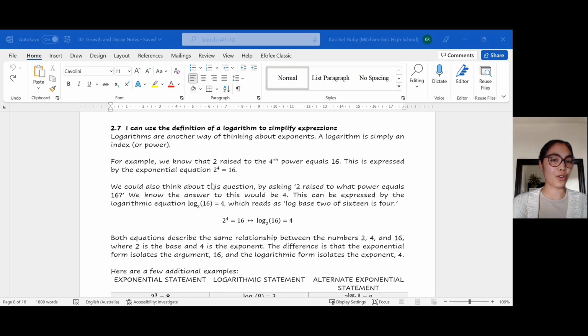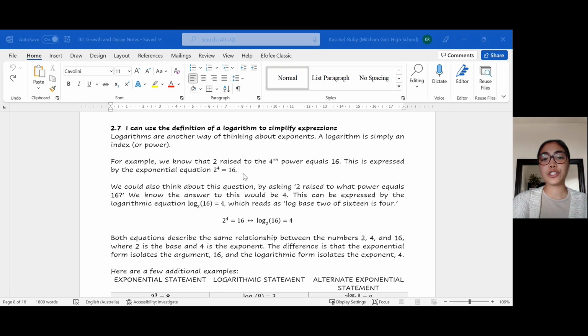We're now going to be moving on from exponentials and having a look at our logarithms. So logarithms are another way of thinking about our exponents. In this case, we can say that a logarithm is simply an index or a power. You might not know this yet, but we are going to explore this a little bit more.